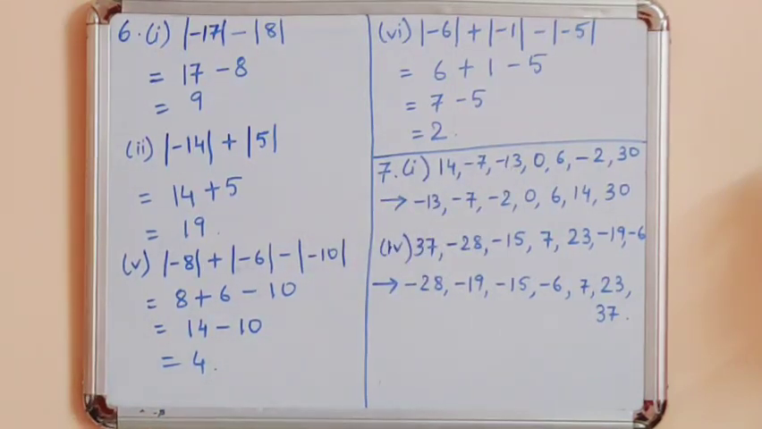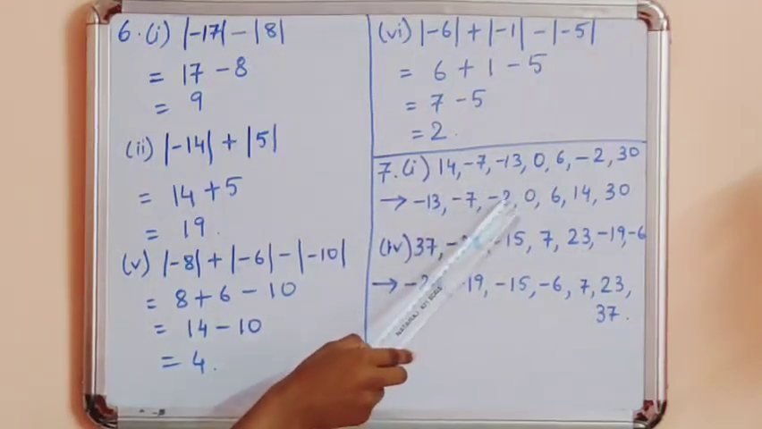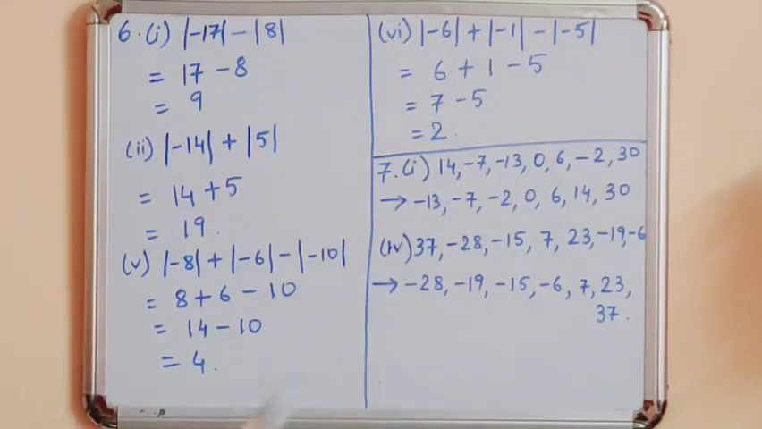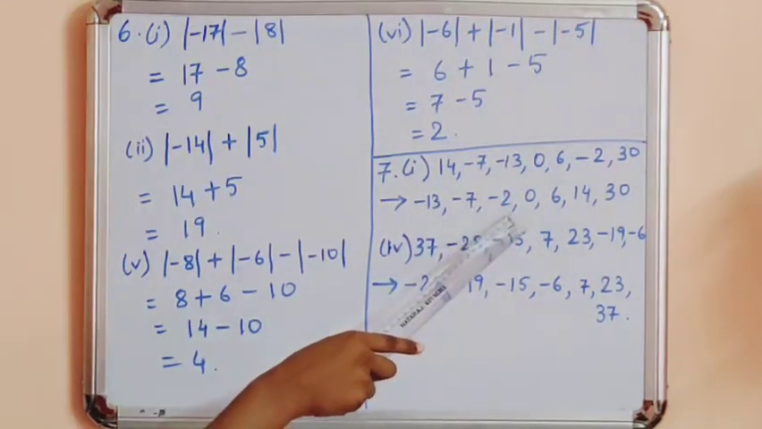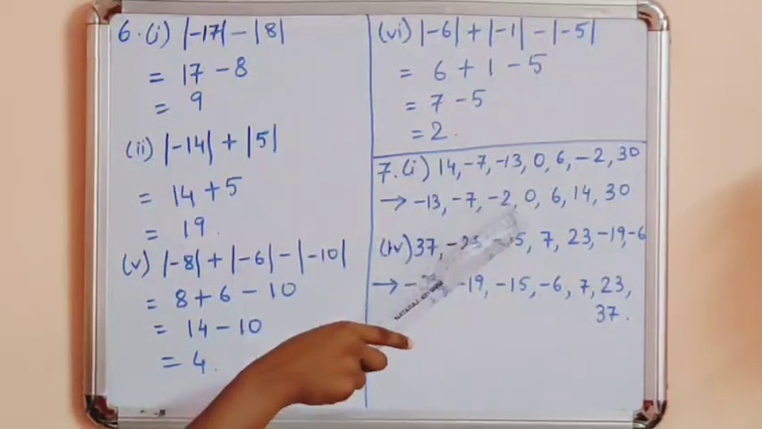How to determine if an integer is the smallest or the biggest? If the integer is on the leftward side on the number line, that means that integer is smaller. So if you compare minus 13, minus 7 and minus 2, minus 13 will be on the leftmost side, then minus 7 and then minus 2. So this is the smallest integer, then minus 7, then minus 2.